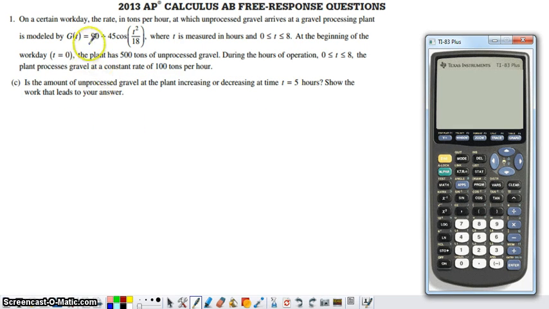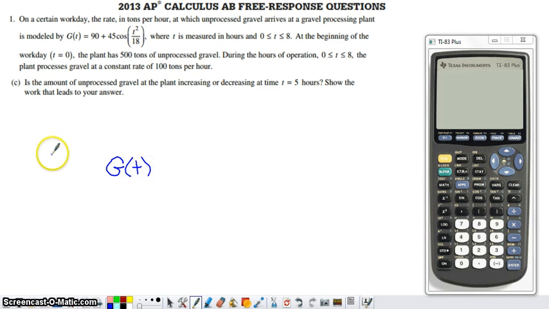So this function g that we've been working with off and on throughout the first couple pieces of this question represents the rate at which unprocessed gravel arrives at the plant. So the rate that the unprocessed gravel is increasing by is given by this function. The rate that it's decreasing by is a constant rate. It's actually being processed at a constant rate of 100 tons per hour.